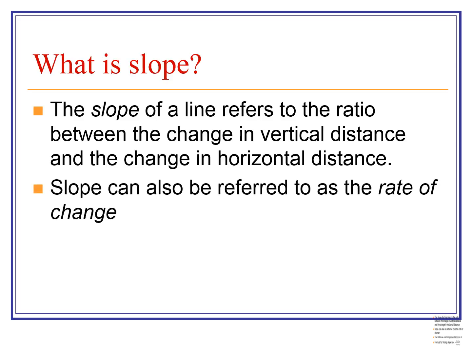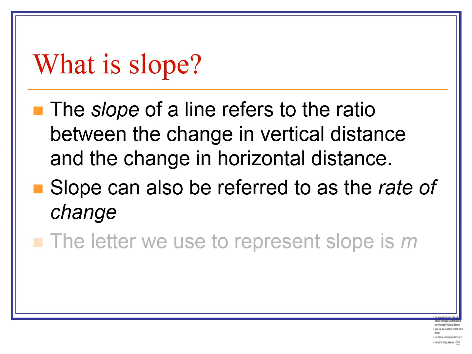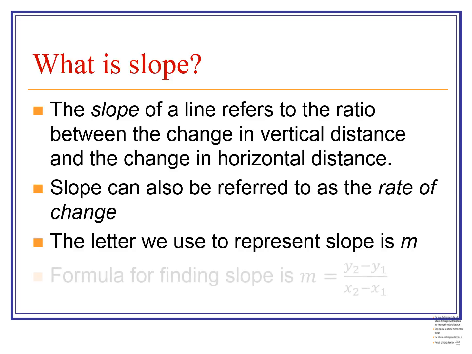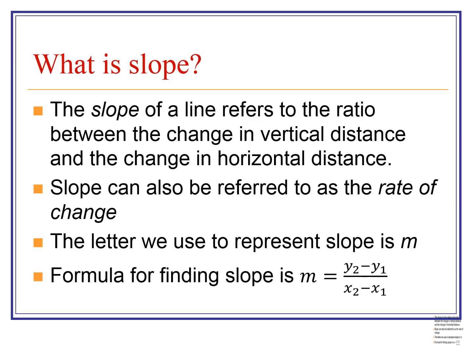Slope can also be referred to as the rate of change. The letter that we use to represent slope is m. M comes up in the formula, m equals y2 minus y1 over x2 minus x1. The numbers that are in that formula are subscripts. They are just names. They are not designed to do anything but be names for the points that we will use to find slope.